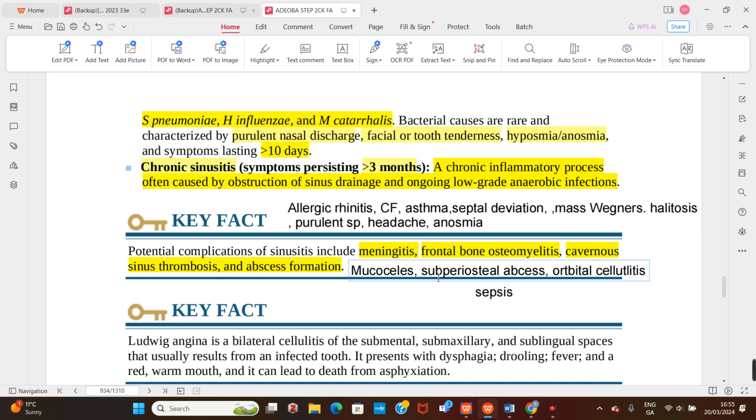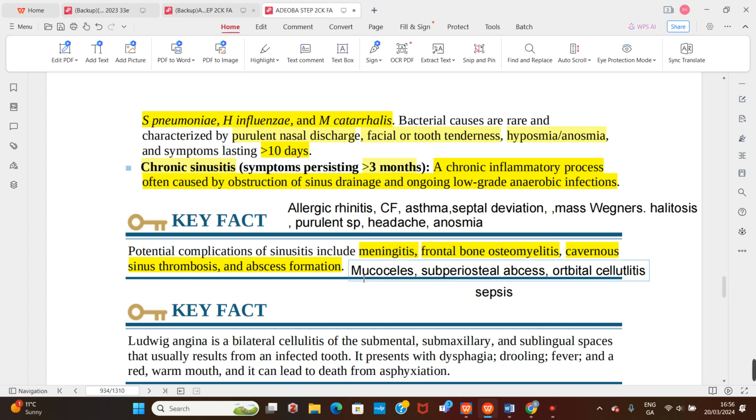You can just have that collection beneath the periosteum of the bone. So it can move into the intracranial segment and lead to meningitis. It can cause brain abscess. It can cause cavernous sinus thrombosis, and we know how these people are going to present because we have done neurology. So those are the complications of sinusitis: intracranial and the other neighboring spread.